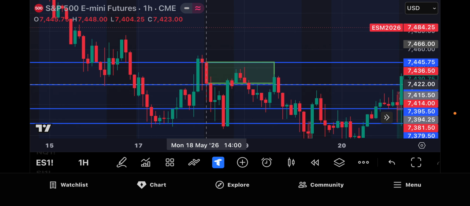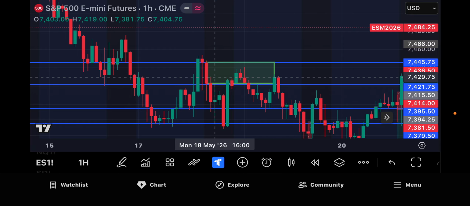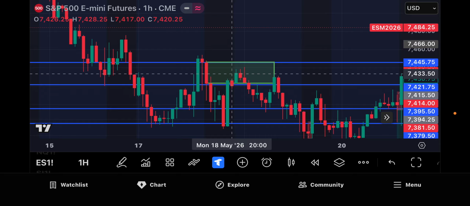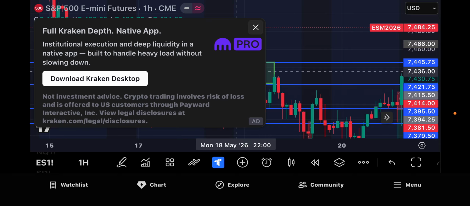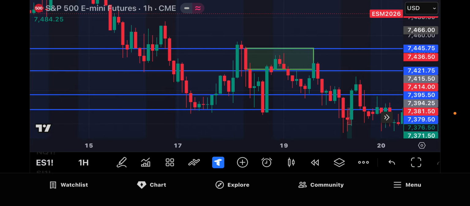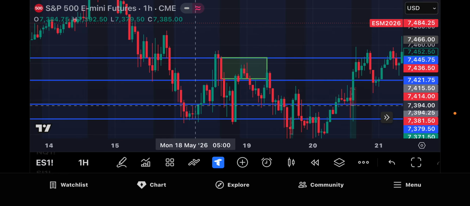A fair value gap was created, which is very clear if you understand how they work or if you know what you're looking at. And then we retested 50% of this fair value gap. After that, we just start selling. So, boom, you've got a buy structure right here.